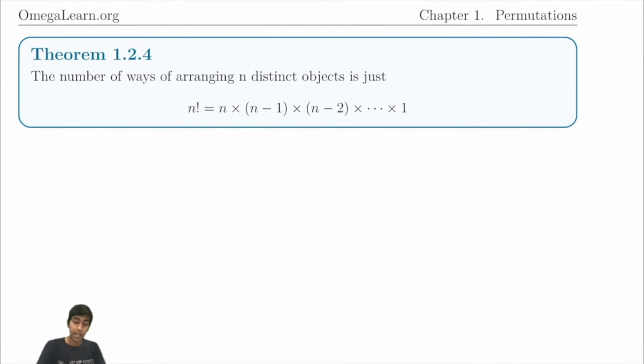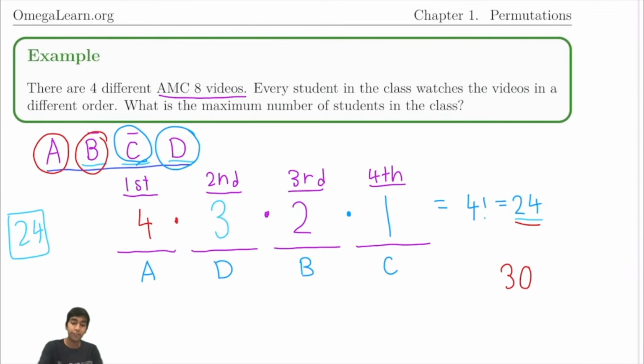So this formula I use here, the number of ways of arranging n distinct objects is n factorial always. So for example, you know how I found that to watch 4 different videos, it was 4 factorial. Now this is not just true for 4. If we had 6 videos, then there would be 6 factorial ways to find an order to watch them in.